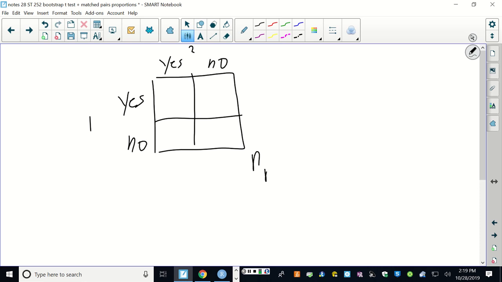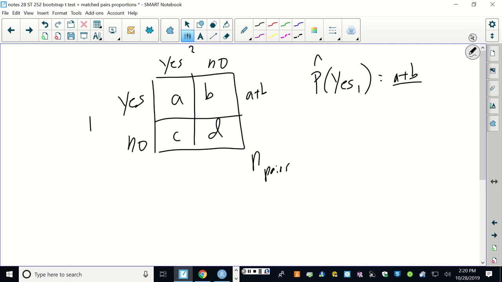There's n pairs in all, and say that these are the counts of the numbers that are in there. You could estimate the probability that you're going to get a yes in the first group, the first type of school, the pretest. What's the chance of passing? The way you would estimate that is you're going to aggregate over here, right? And you're going to get A plus B over our sample size to estimate the proportion of yeses for the first one. Now you have the post-test.